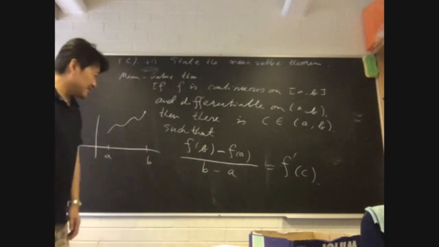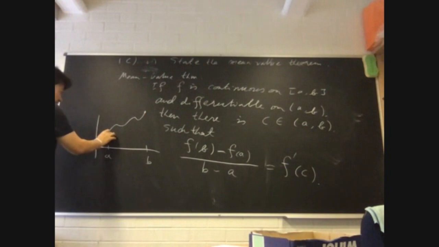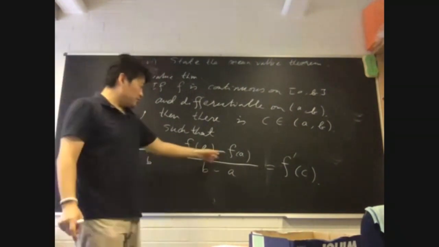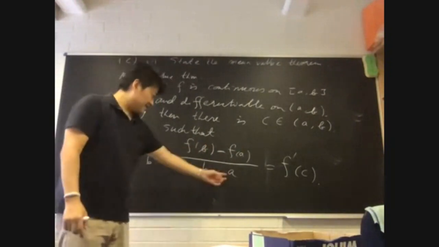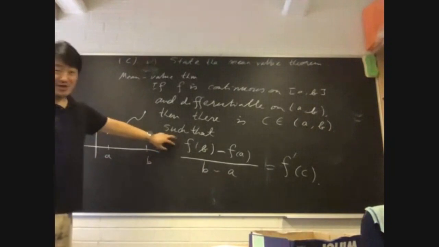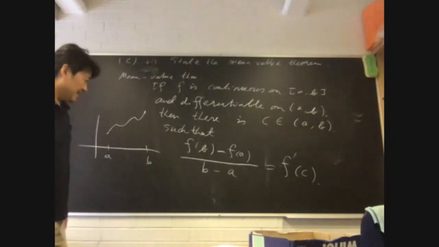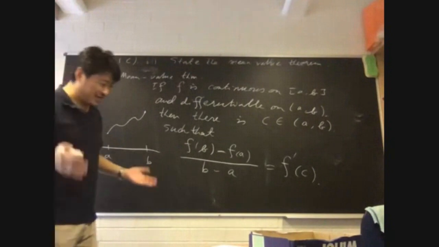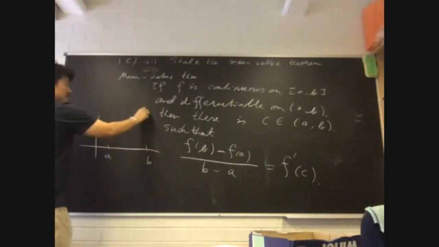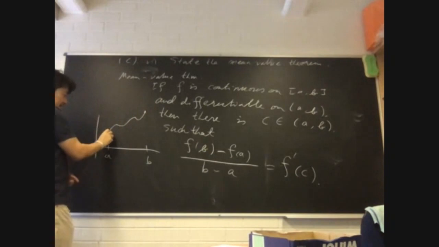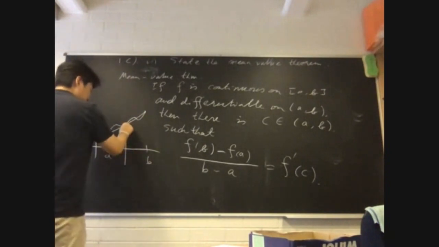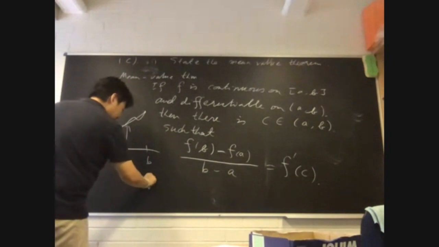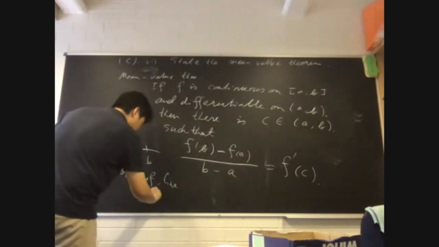If you take a look at the expression on the left-hand side of the conclusion of this theorem, you've got the change between the function values from a to b, and downstairs you have b minus a. So basically you have the change in y divided by the change in x. That gives you a rate of change, that gives you a slope. It's really the slope of the line segment connecting the endpoints of this curve. So the slope of that line is your left-hand side.